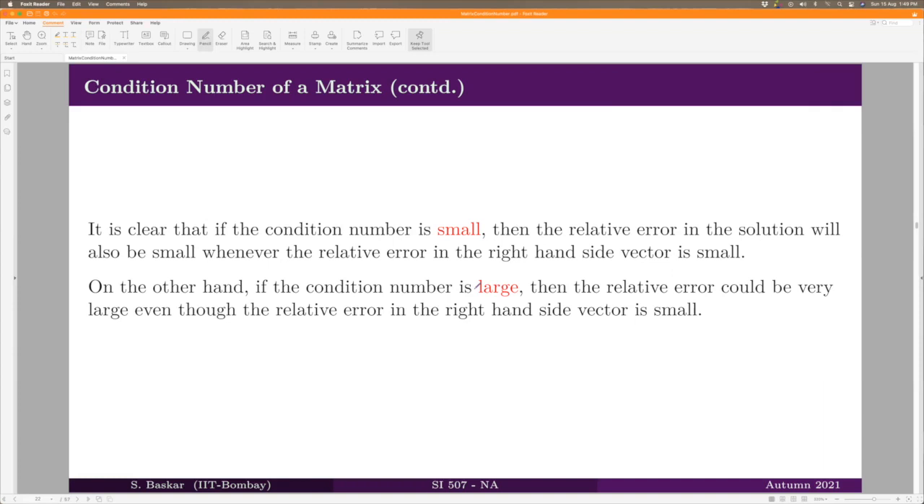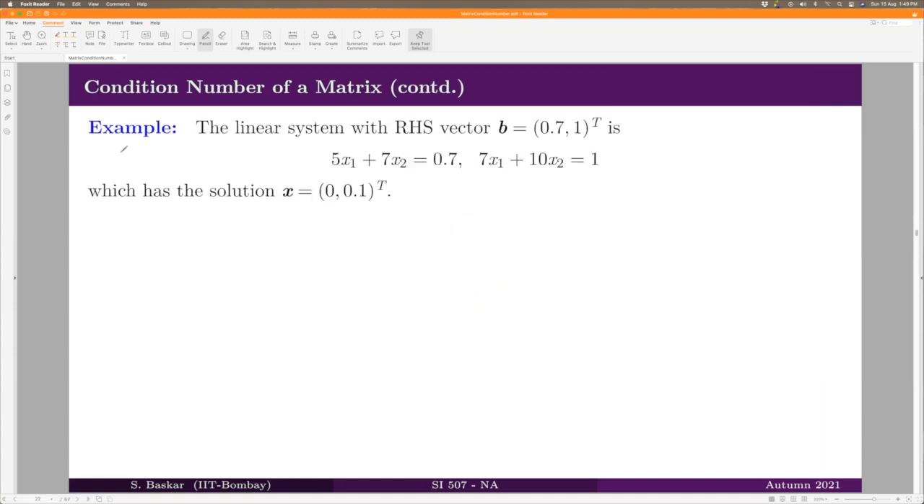Well, let us illustrate this interesting fact by an example. Consider the linear system with right-hand side vector as 0.7 and 1. And our linear system is therefore given by this, where your matrix A is given by 5, 7, 7, and 10, right? You can immediately see that the solution of this linear system is x equal to 0, 0.1.